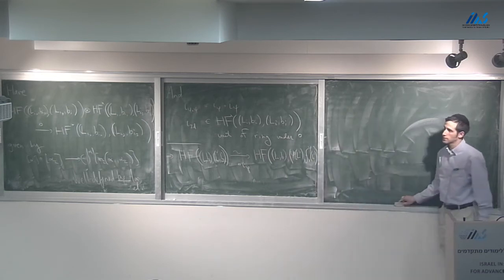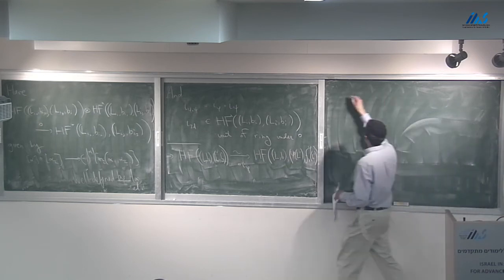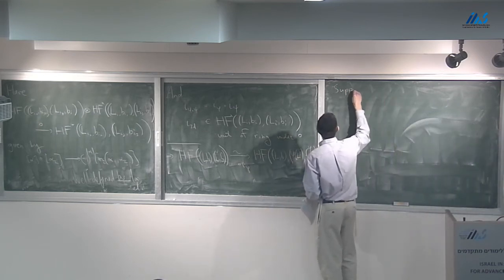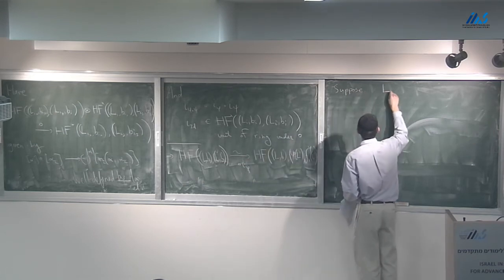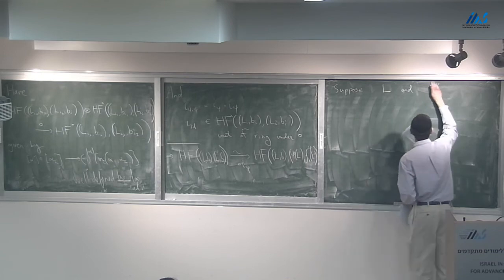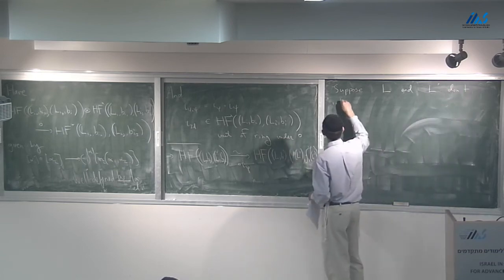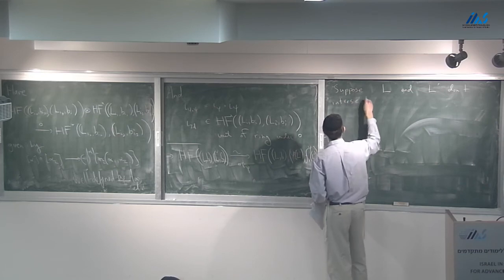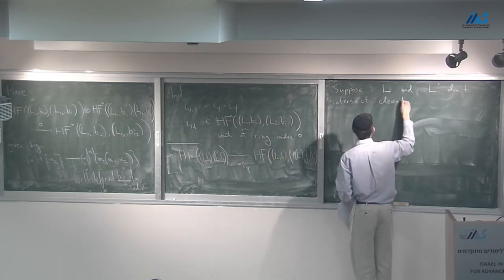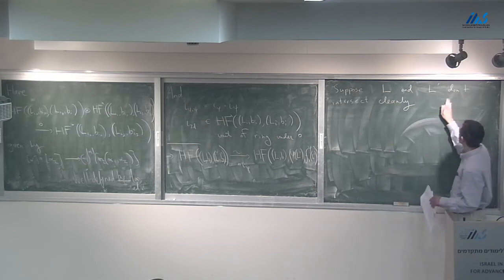So up till now, we've been assuming that all the L_i intersect cleanly. Suppose now that L and L' don't intersect cleanly. Then I can define the Floer homology of L and L'.